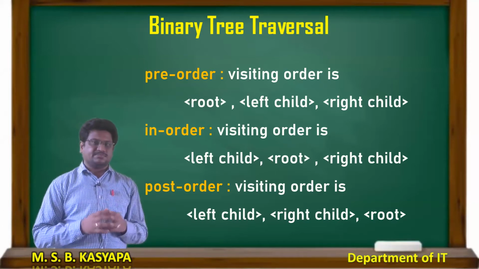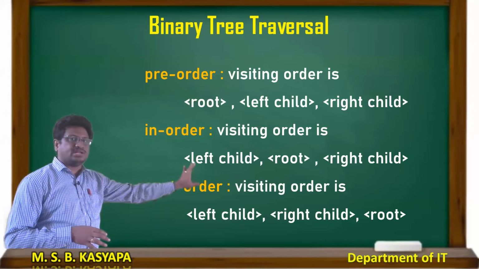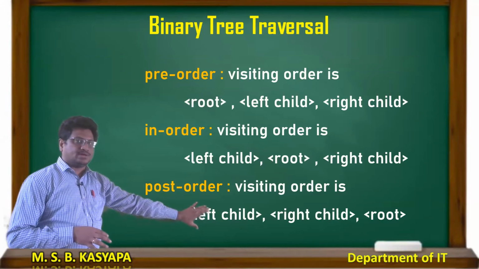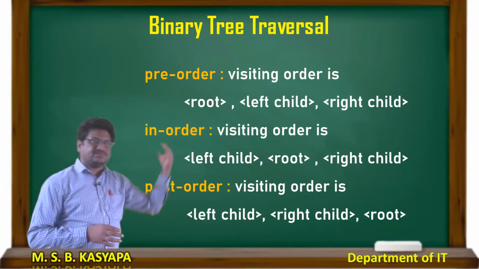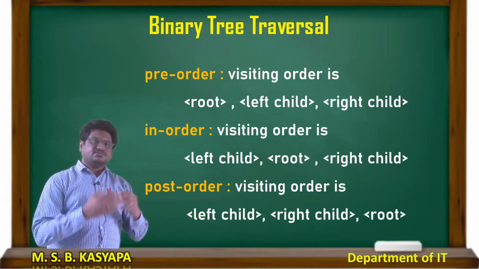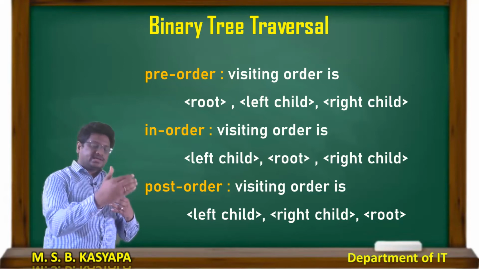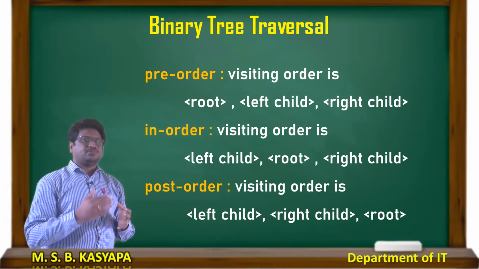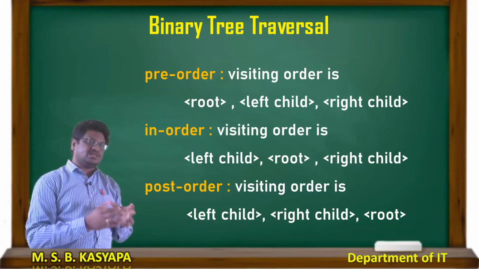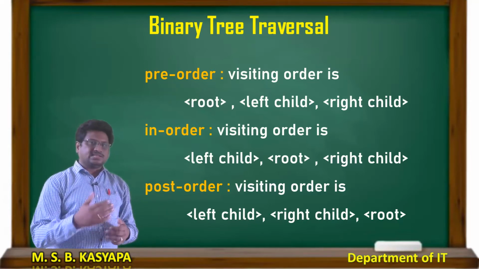What are the different traversal methods we use in binary trees? We have discussed the basics of traversals: pre-order, in-order, and post-order. In pre-order, I first visit the root, next the left, and next the right child. In in-order, first I visit the left child, after that the root, and next the right child. In post-order, first I visit all the children, left and right, and then go to the root.